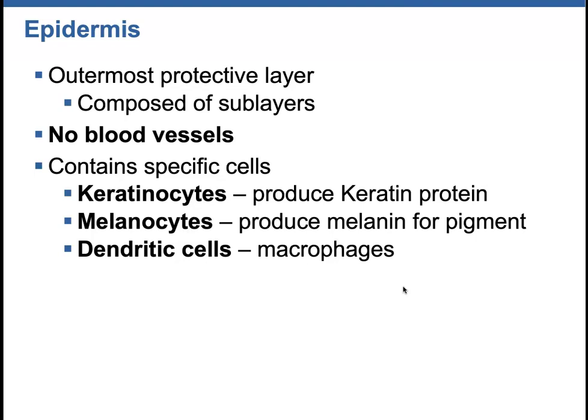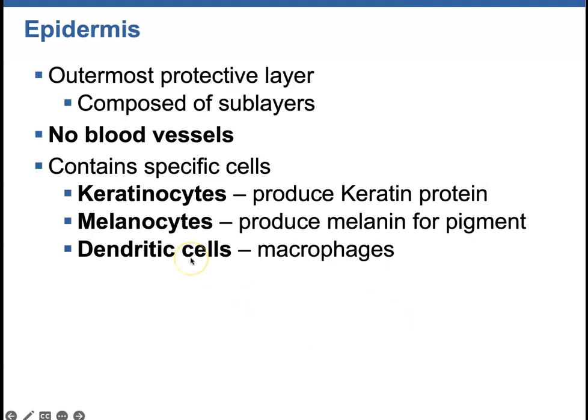So the first layer, the epidermis, is the outermost protective layer, and it has sublayers attached to it. One of the important things to remember about this is that there are no blood vessels passing through it. So what that means is that the epidermis itself doesn't actually bleed. When you do bleed from your skin, it's because it has penetrated through the epidermis and gotten down into the dermis or the hypodermis. So the epidermis is just a series of layers that help protect us from the outer environment.